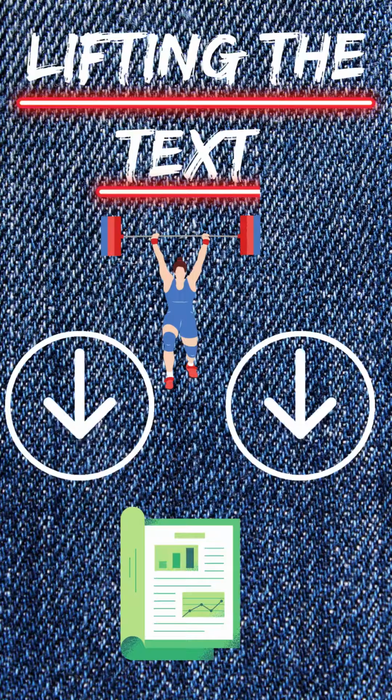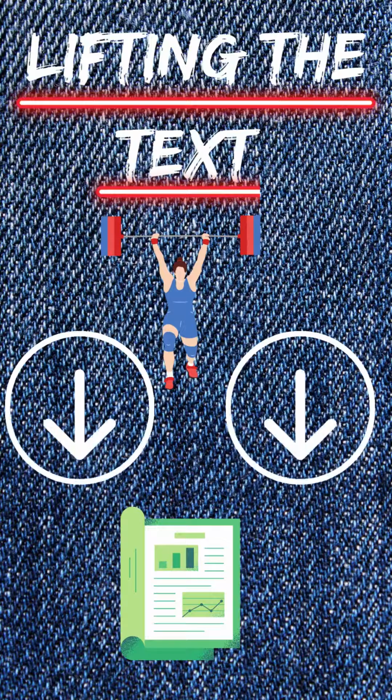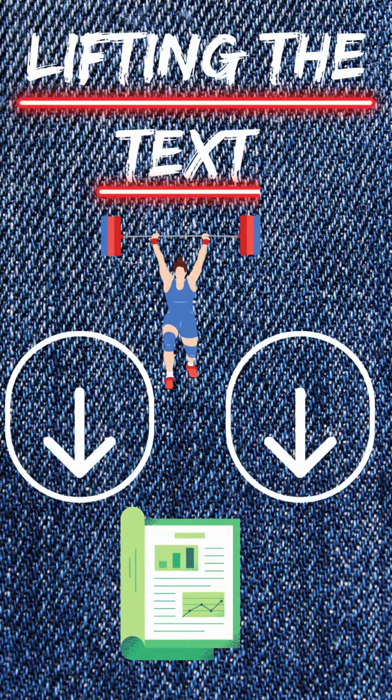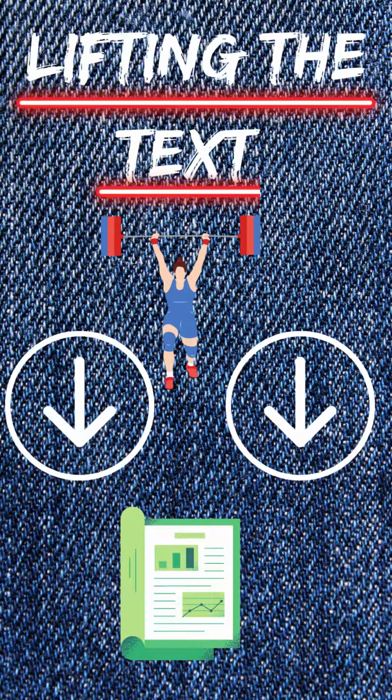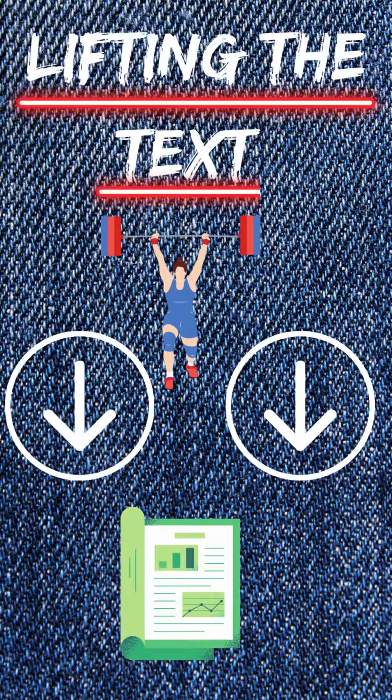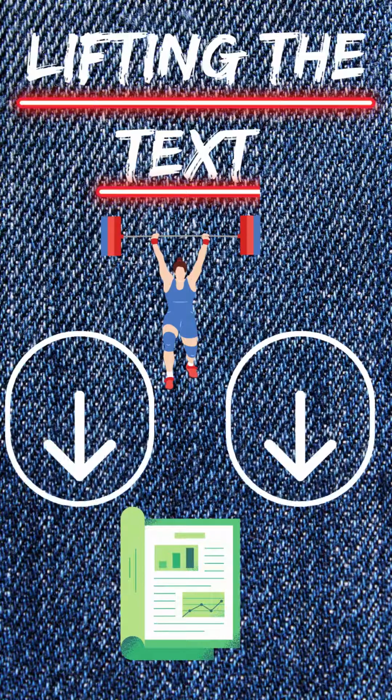This strategy is called lifting the text. Lifting the text is selecting an important sentence or phrase from a specific text and discussing it afterwards. The strategy helps to activate the skill of noticing what's important in the text and what is not.